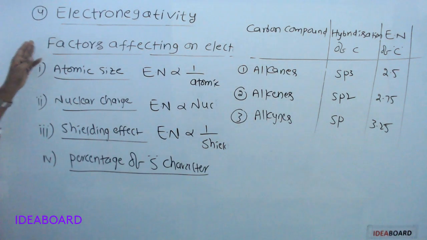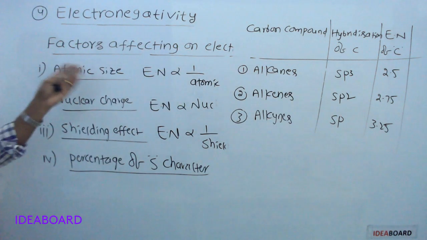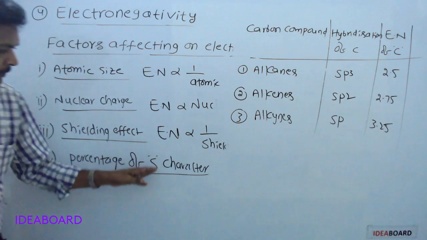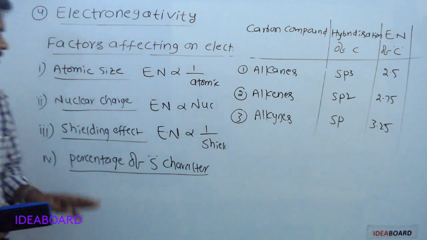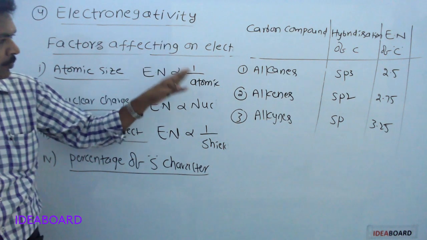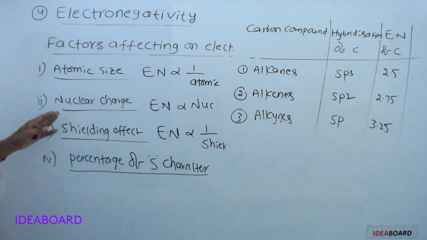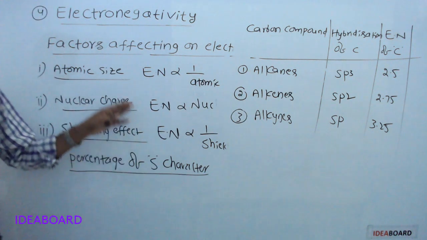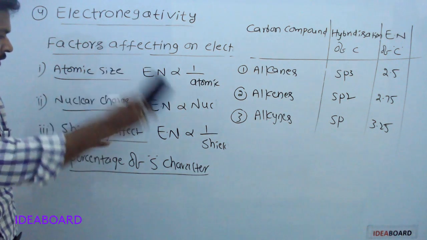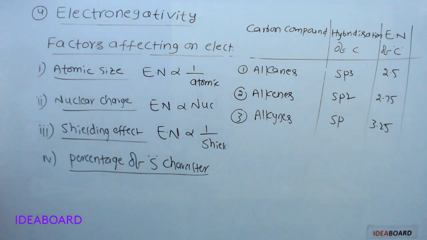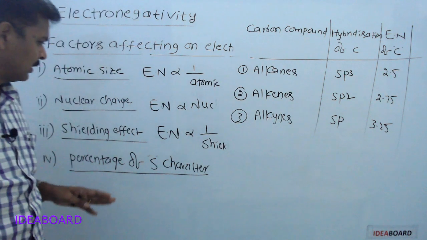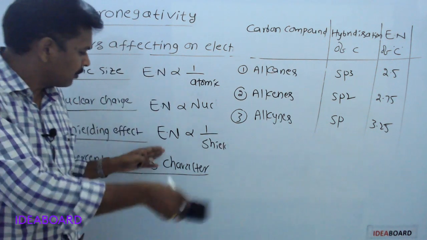So these are the factors affecting electronegativity: atomic size, nuclear charge, shielding effect, percentage of s character in the hybrid orbitals. Electronegativity is inversely proportional to atomic size. Second one, nuclear charge. Electronegativity is directly proportional to nuclear charge. Nuclear charge more means electronegativity will be more. Third one is shielding effect. Shielding effect is more means electronegativity will be less. Shielding effect less means electronegativity will be more.